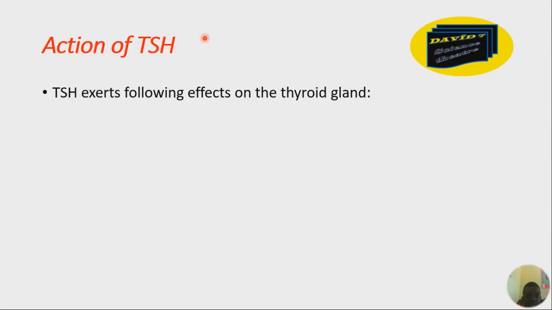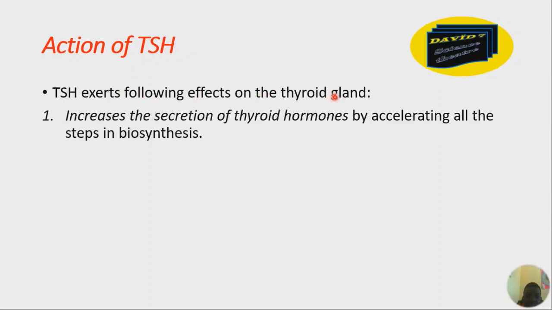Now, action of TSH. How does thyroid stimulating hormone work? Thyroid stimulating hormone exerts the following effects when it goes to the thyroid gland. 1. It increases the secretion of thyroid hormones by accelerating all the steps of biosynthesis. So it accelerates all the steps you saw: iodination, organification, coupling, iodine trapping. All those are accelerated by the hormone.